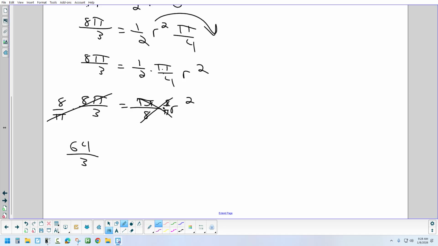So 64 over 3. And is that my radius? That's my radius squared. So I still need my radius, not my radius squared. We're going to take the square root. When you square root a fraction, you've got to do the top and the bottom separately, just like that. What's the square root of 64? 8. That comes out nice.